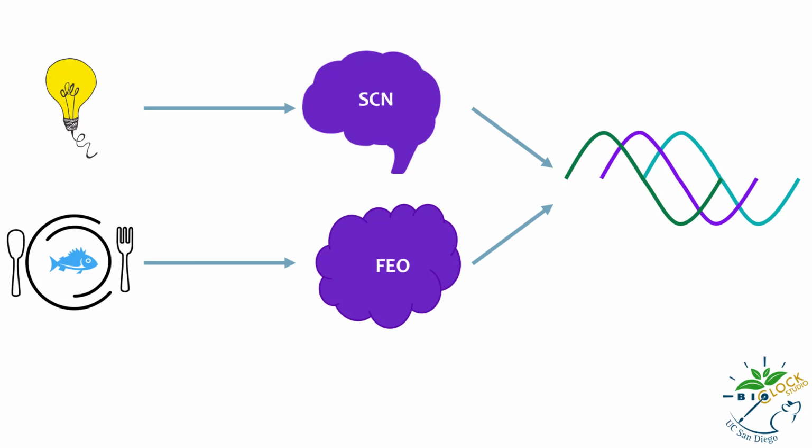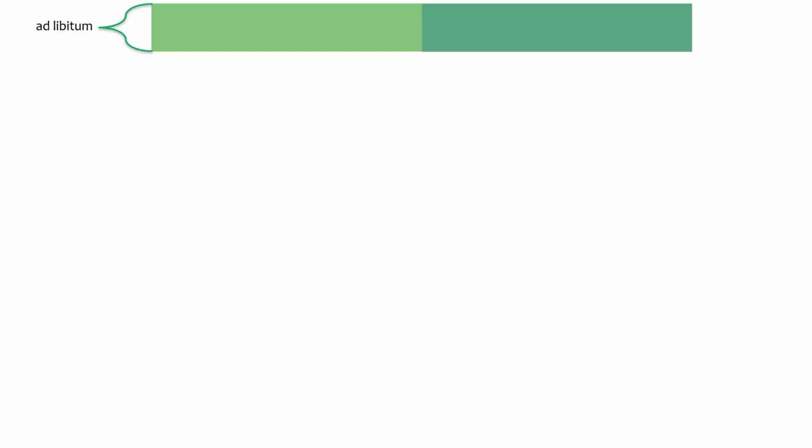We'll review the evidence that led to the discovery of an FEO that controls behavioral rhythms, and the demonstration that it is separate from the SCN. Here is a model actogram from a rat in a 12-hour light-dark cycle. In the first part of the experiment, food is available ad libitum, which means it's freely available. Since rats are nocturnal, they are active during the nighttime.